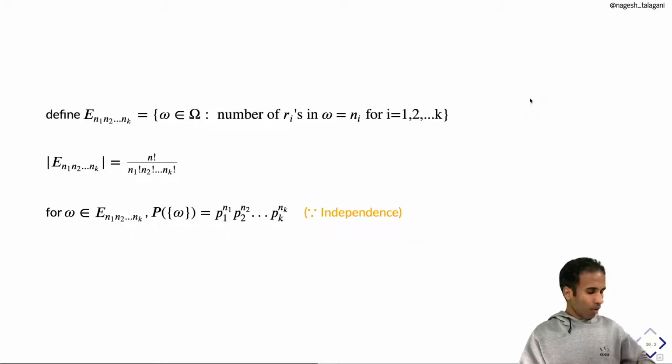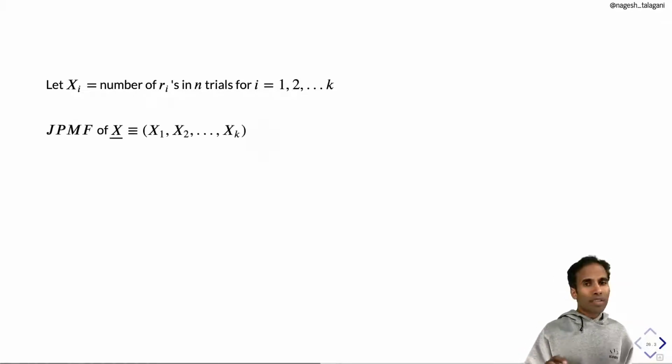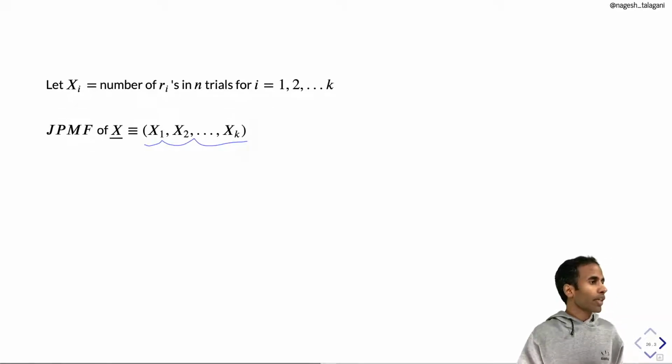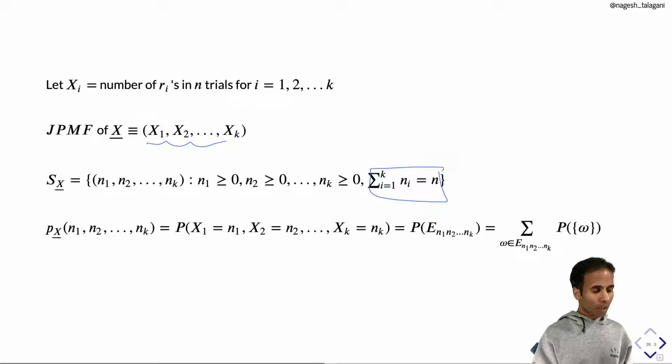Let Xi denote the number of Ris in n trials for i equal to 1 to k. Now we have a k-dimensional random vector X, which is a vector of X1, X2, so on, Xk, with support consisting of non-negative integer solutions of this equation. Now let us look at the joint PMF of X. The PMF of X at n1, n2, nk is, by definition, the probability of X1 equal to n1, X2 equal to n2, so on, Xk equal to nk.